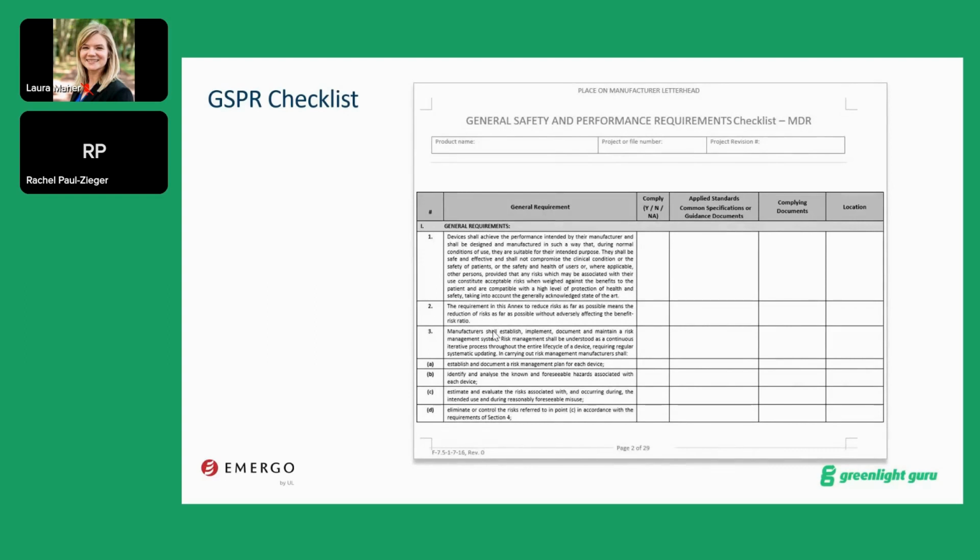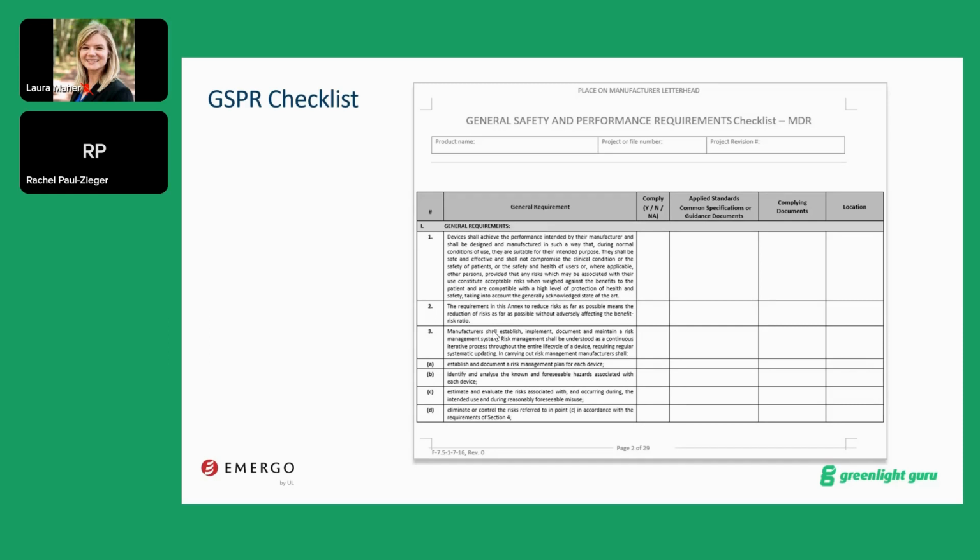Here you have an example of a checklist. And as you can see, you have the product name. It could be a project or a file number, because the GSPR checklist is not something that you will complete at the end of the design and development, but you need to integrate the requirements very, very early in the design and development phase. So maybe there is no product name, but only a project file or project name.